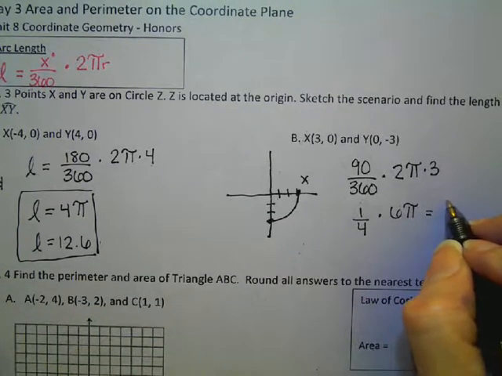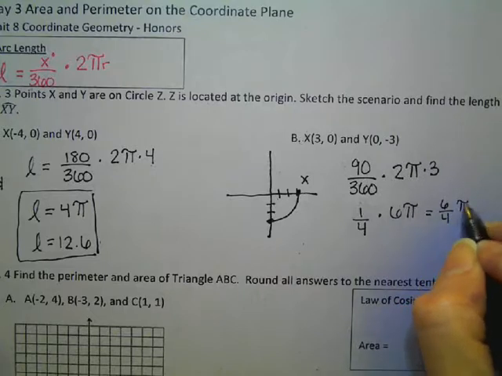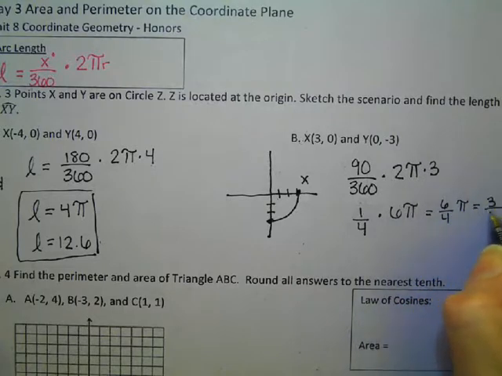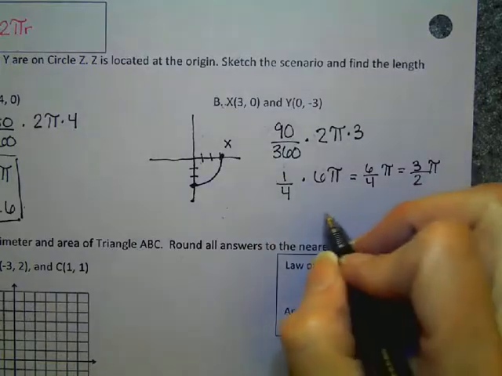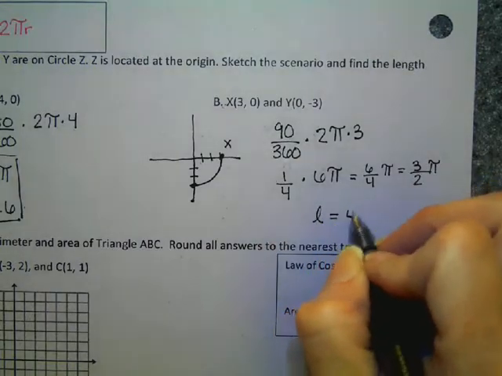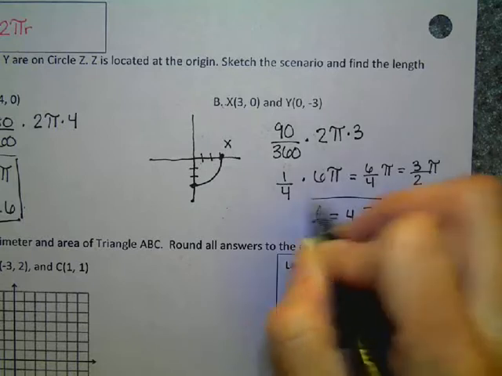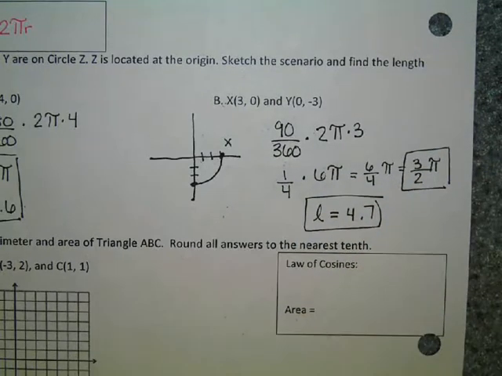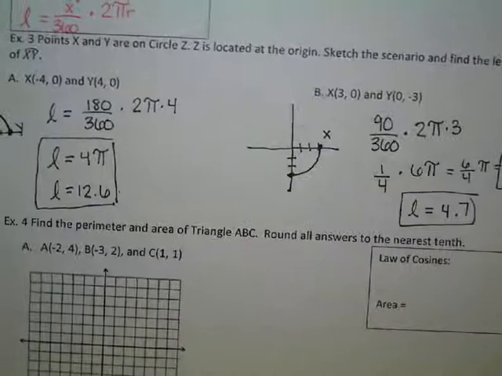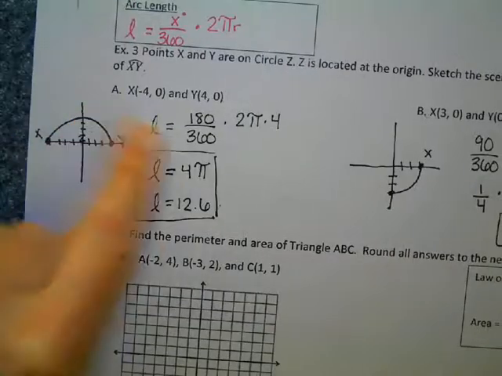If you want to do it like this, you could do 6 over 4, which would also equal 3 over 2. So that's one way to write it. You could write it as 1.5 pi. That would also work. Or the arc length could equal about 4.7, if you left it in terms of pi, or if you left it in decimal form.